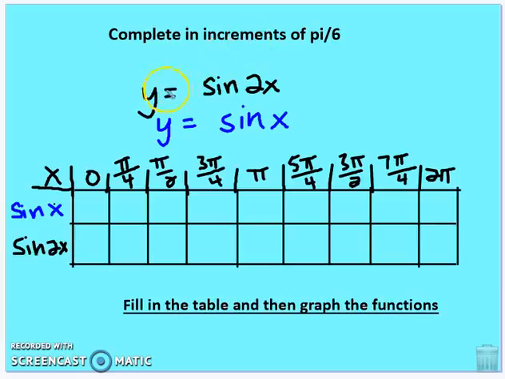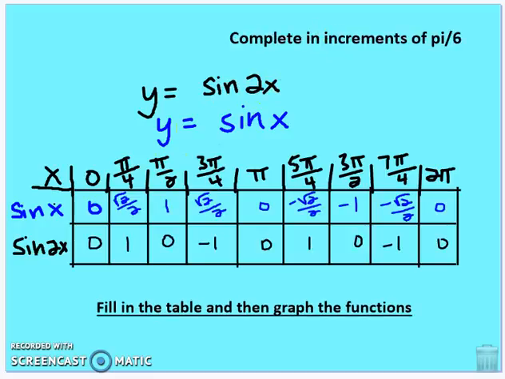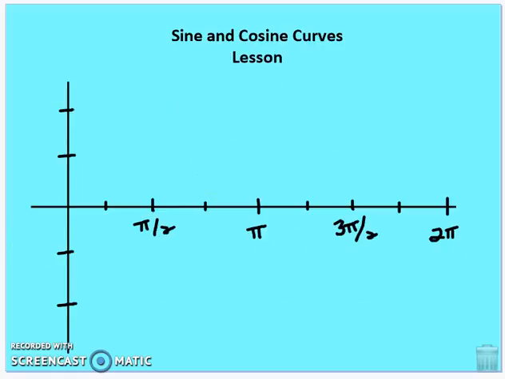All right, so now let's do y is equal to sine 2x versus y is equal to sine x. Again, I suggest you do it in increments of pi 6, but I've done it here in increments of pi 4, so I'll pause for a moment. All right, so here are your table of values. You can check your answers. I'm going to pause for a moment. You can create the graphs for both. So you're going to graph on a graph with the axis that looks like this. I'm going to pause while you create your graph.